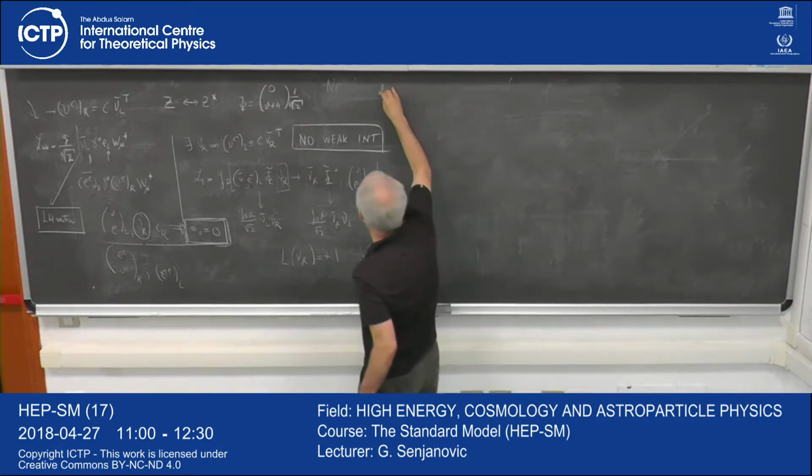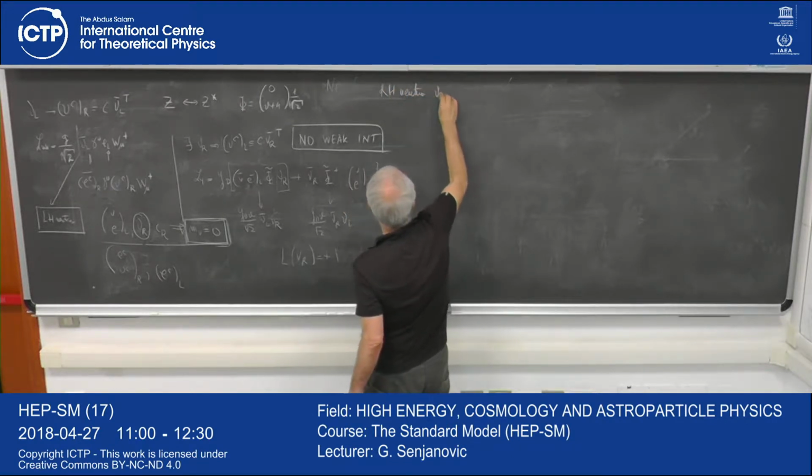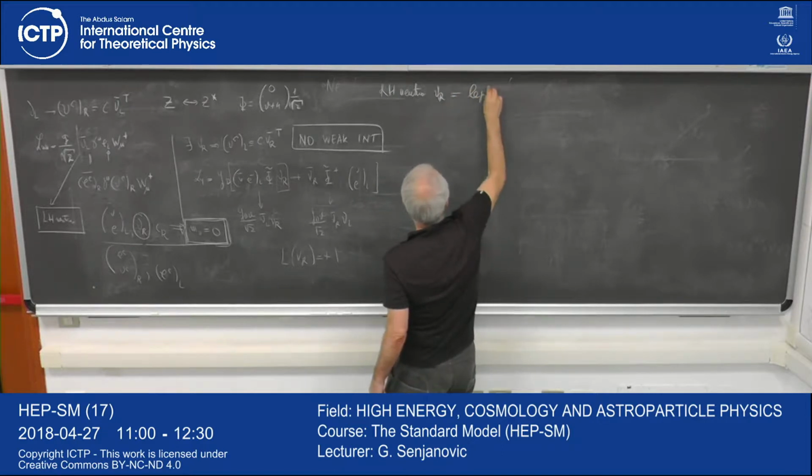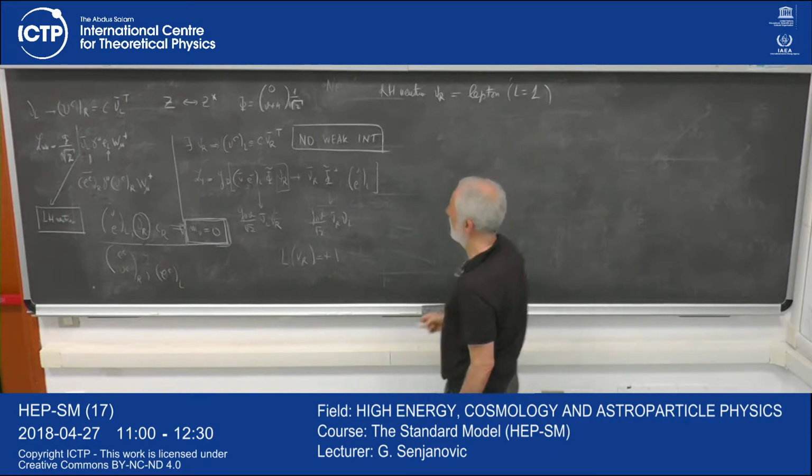So what we call the right-handed neutrino, nu R, this is a lepton. Lepton number equal 1.